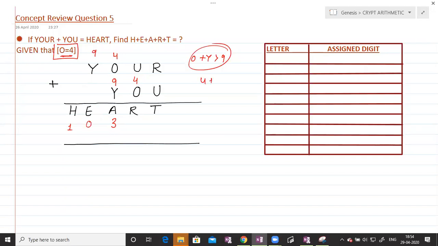U plus O is equal to R, right? And O is 4. What should U be? U cannot be 1, but I can put 2. If I put 2, I get 6 here. R is 6 there and U is 2. What is T? 8. How simple that is, right?